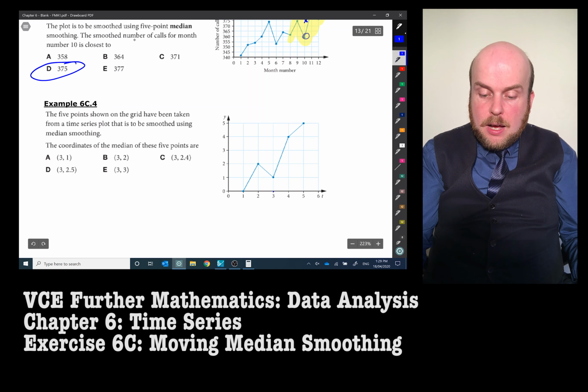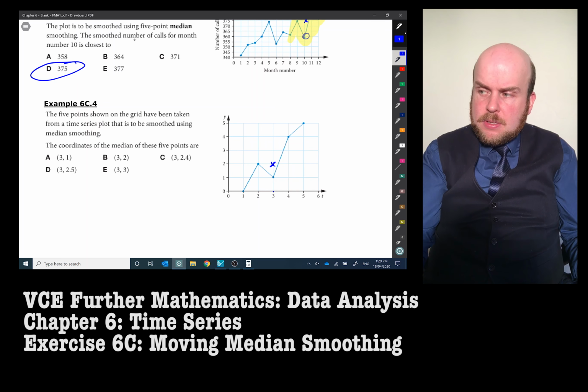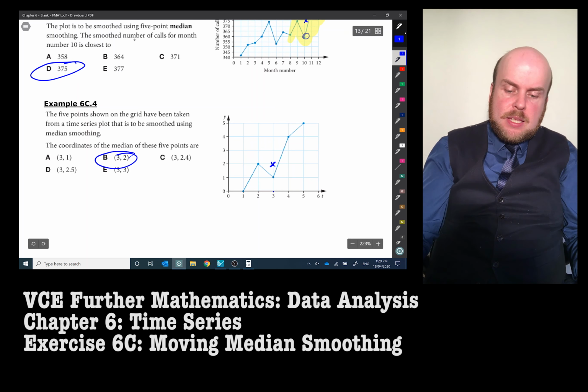The median of the heights, 1, 2, 3, 4, 5. So which one's the middle height? That's that one there. So this should be the middle point here. So I'd say it's 3, 2. We always read the horizontal first. So our answer is 3, 2.